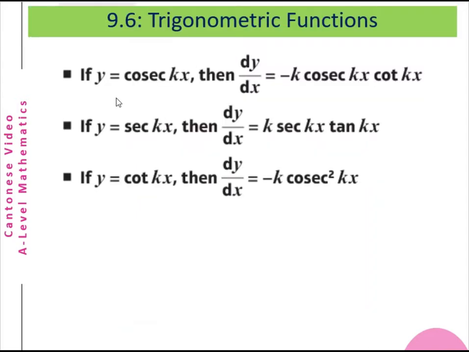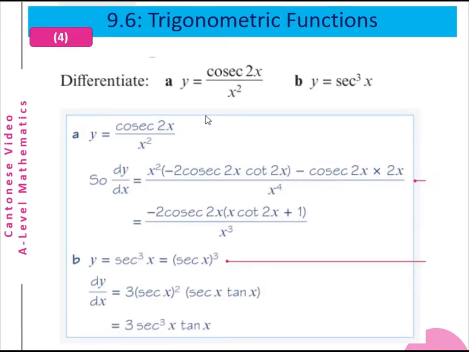So it's equal to minus cosec x cot x. You can also derive from the above example, if y equal to cosec kx, dy by dx is equal to minus k cosec kx cot kx. And if y equal to sec kx, dy by dx is equal to k sec kx tan kx. If y equal to cot kx, dy by dx is equal to minus k cosec squared kx.